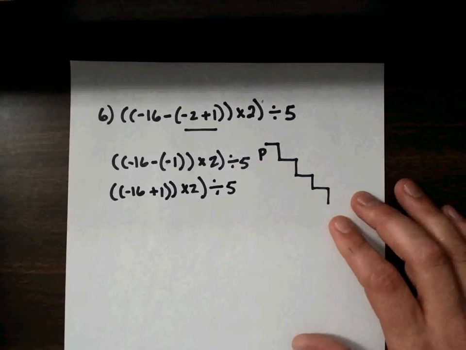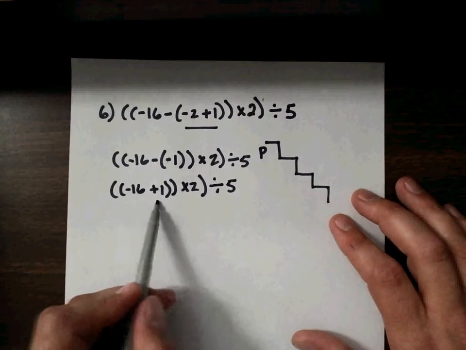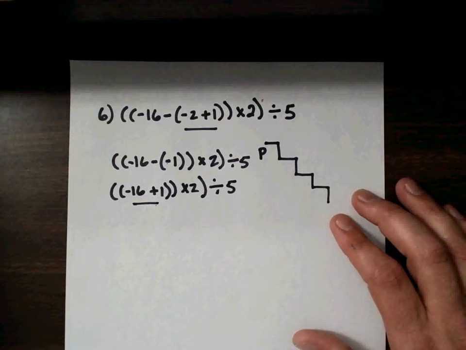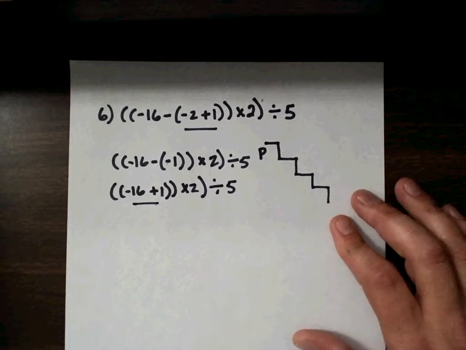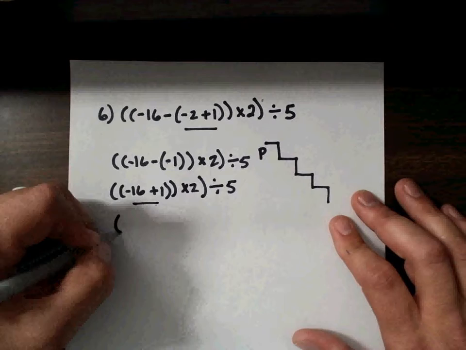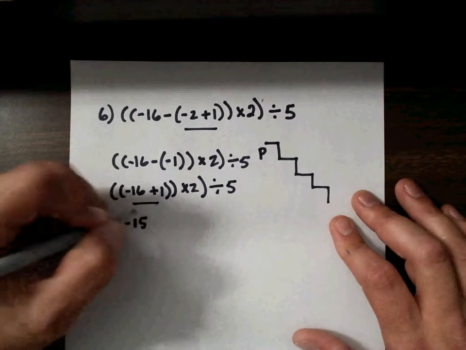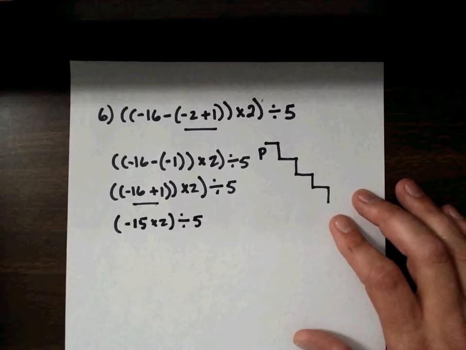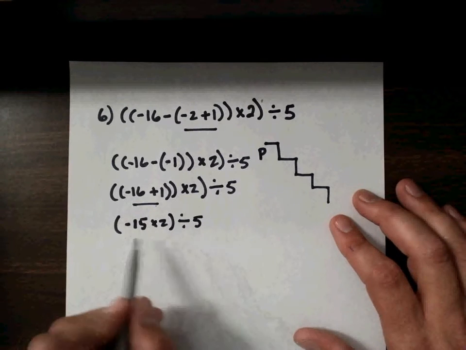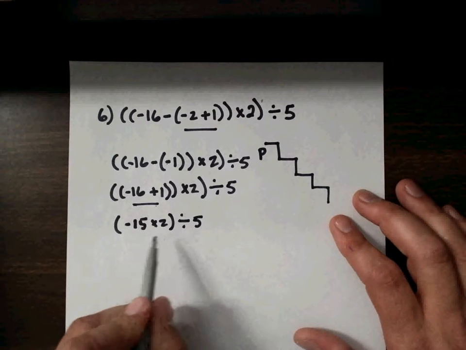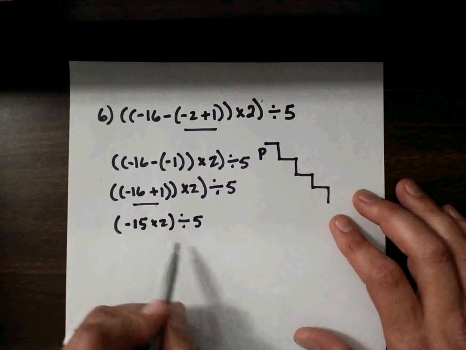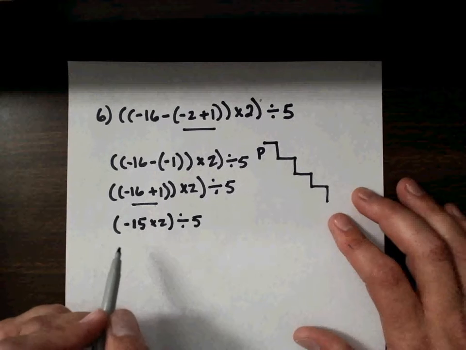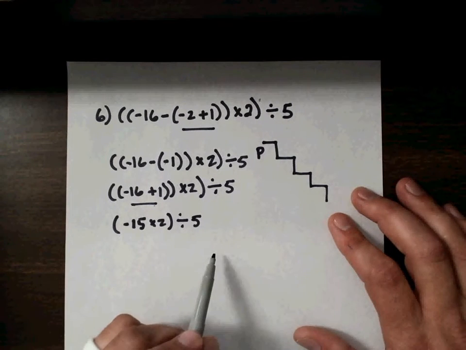So we're still operating inside our parentheses, and here's our parentheses we're working with right now. What do we do there? -16 plus 1, which is? Okay? Those parentheses are still there, and that groups this whole thing. And what would I call this whole thing right here since I have a dividing mark? -15 times 2 is the numerator, and 5 is the denominator.